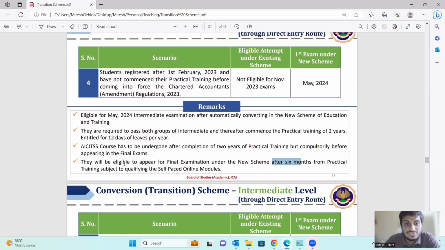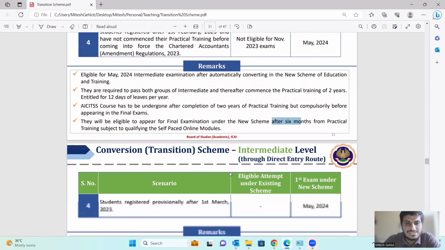So what will happen is you will be eligible to appear for the final examination under the new scheme after 6 months from practical training, subject to qualifying your self-paced online modules. Suppose in September you are completing your practical training. So what is after 6 months? October, November, December, January, February, March. Correct? March. Then what is the May attempt? In the next May attempt, you will be eligible to write your final examination, subject to qualifying all those self-paced modules.